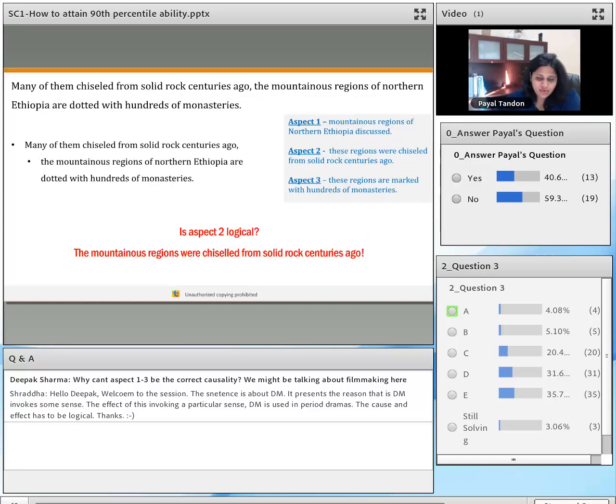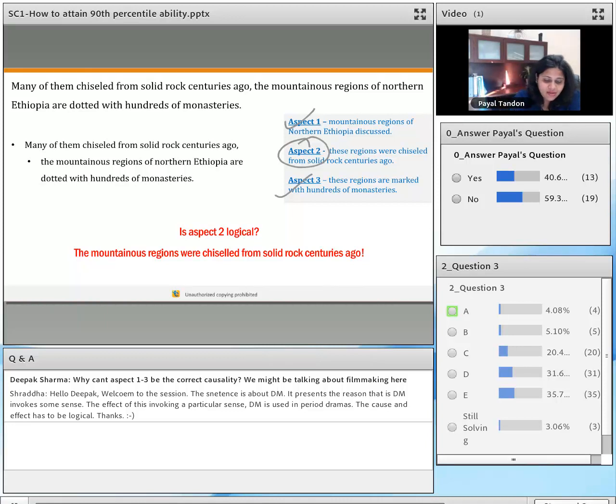Now next, you question, is aspect number two logical? You question that. Why are you not questioning aspects one and three? Because again, these aspects appear to be logical. There's no reason for you to question them. But aspect number two doesn't seem to be logical, and that's why you're questioning it.